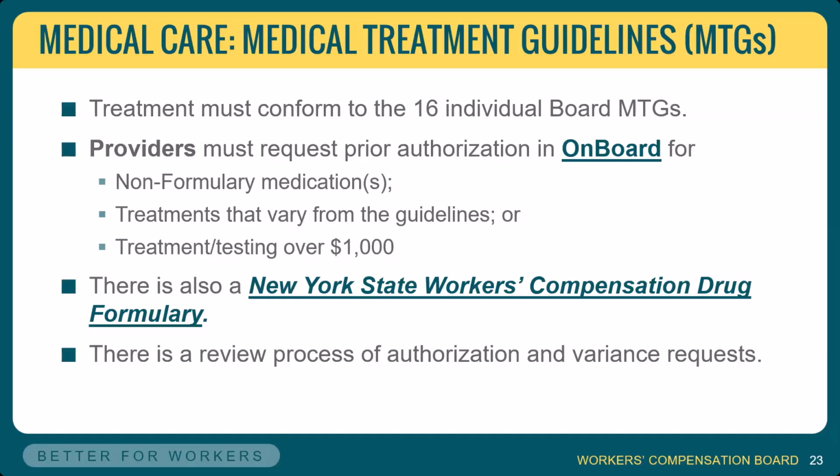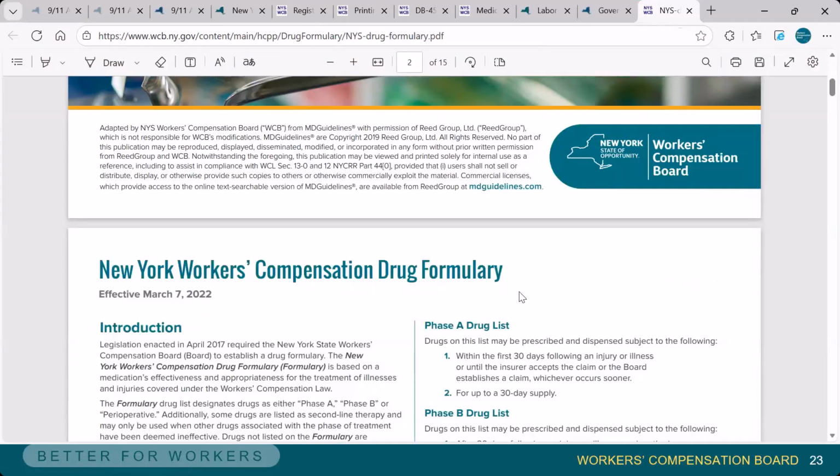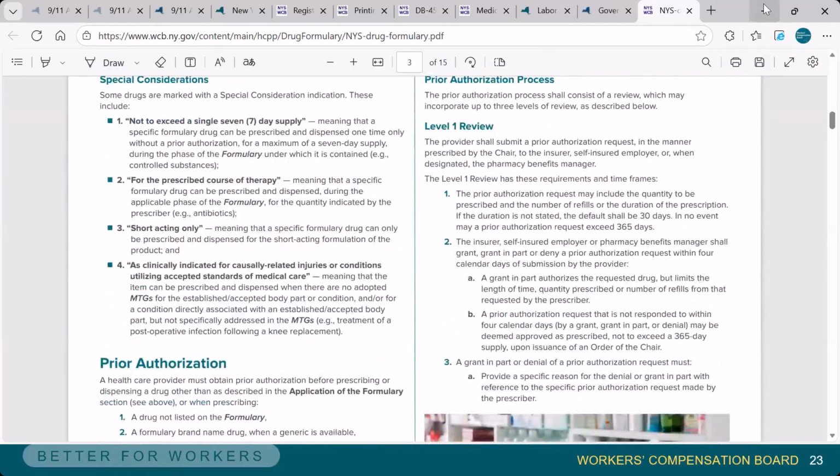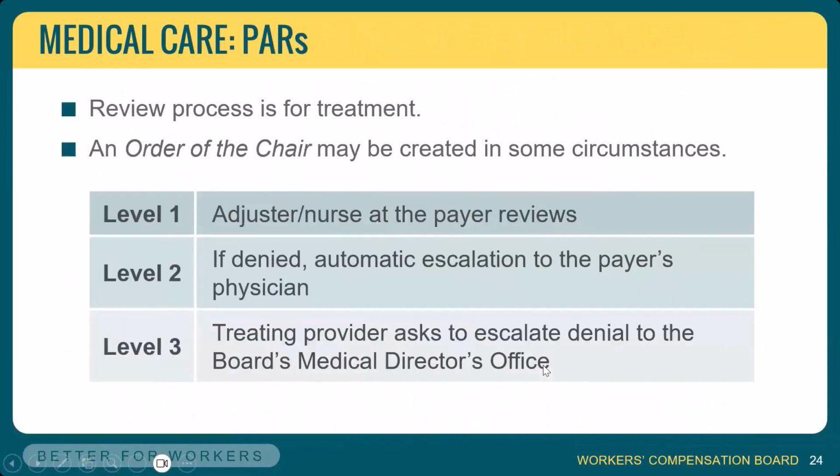I would like to now show you that process. Here's what the formulary looks like, by the way. So here's a quick peek. And now we're going to do the prior authorization process, or PAR, P-A-R. Here's how it works. It has 3 levels. What a great table. Level 1.